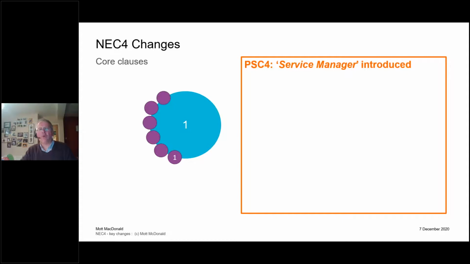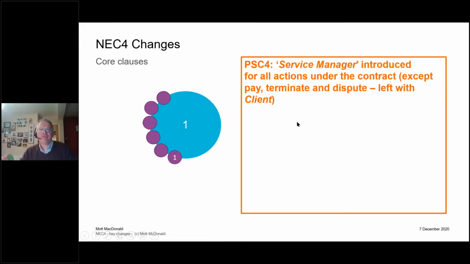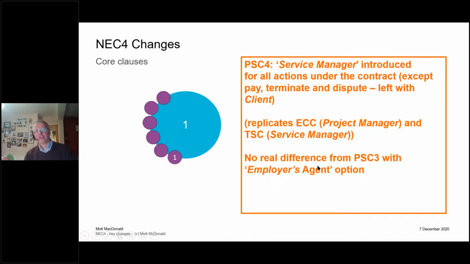In NEC4, we've now got the role of a service manager, and they do the equivalent of the project manager in the construction contract. So they now do all the day-to-day management of the contract. The only things that the service manager doesn't do are open their wallet and pay, terminate and dispute. So those are the only clauses left with the client. Strictly, there's a mistake on the slide, because the one other thing that the client can do, wait for it, is change the service manager. But the day-to-day running of the job is done by the service manager, not the client.